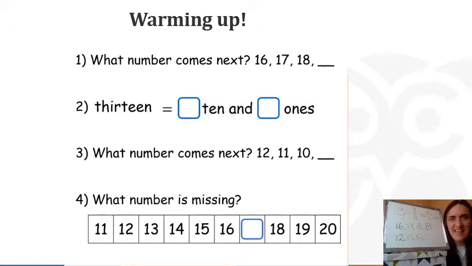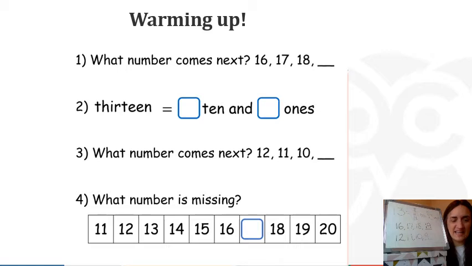I hope that you managed to get that and thought about our learning from last week. Question 3, what number comes next? Remember, we're counting backwards this time. What are the numbers? 12, 11, 10. What will come next? 9. Brilliant work. Well done, year 1. 9 would come next if we were counting backwards.